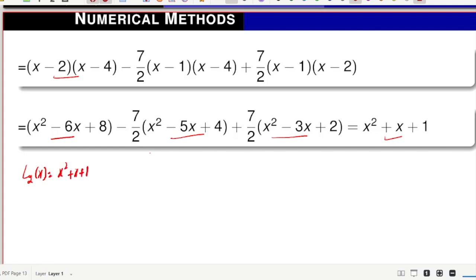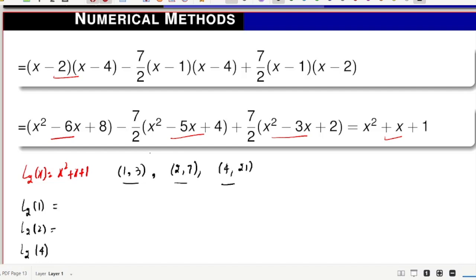Now first let's verify if we have done all of the things correctly. The given 3 points were 1, 3, the second point was 2, 7, and the third point was 4, 21. Now let's see if this x square plus x plus 1 satisfies all these 3 points. For that we will try to evaluate L2 of 1, L2 of 2, and L2 of 4. Let's see if we get the proper values.